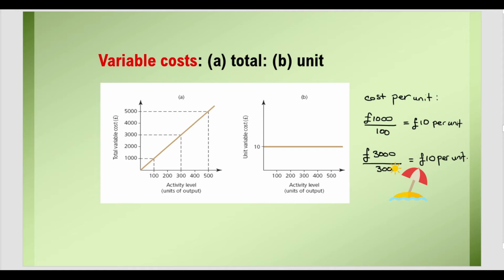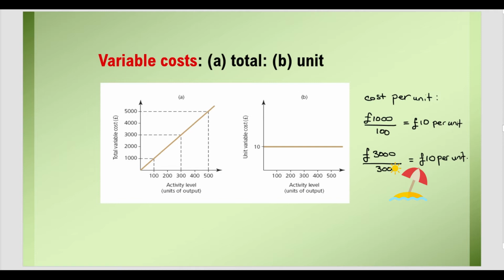Next graph is the variable cost graph. In this variable cost graph, we can see at each level, let's say 100 units of output, you will incur £1,000 of variable costs. At 300 units of output, you will incur £3,000 of variable costs. At 200, £2,000. So it doubled and tripled, and it will follow the units of output directly.